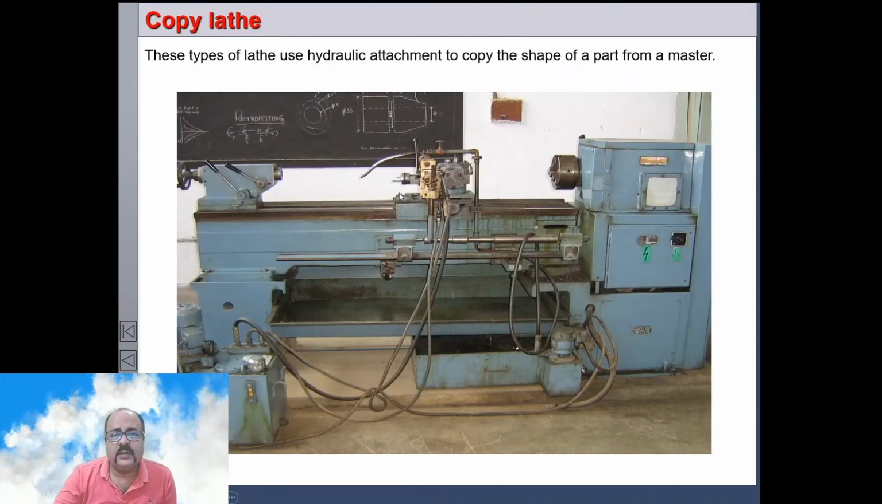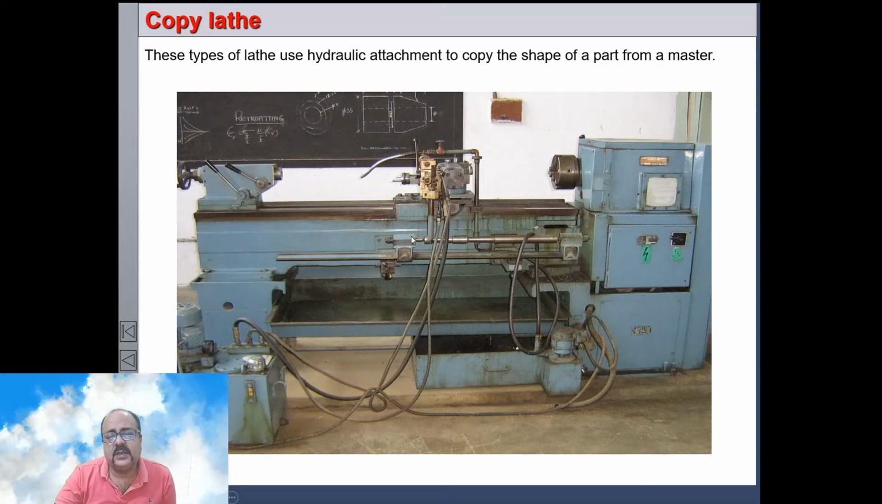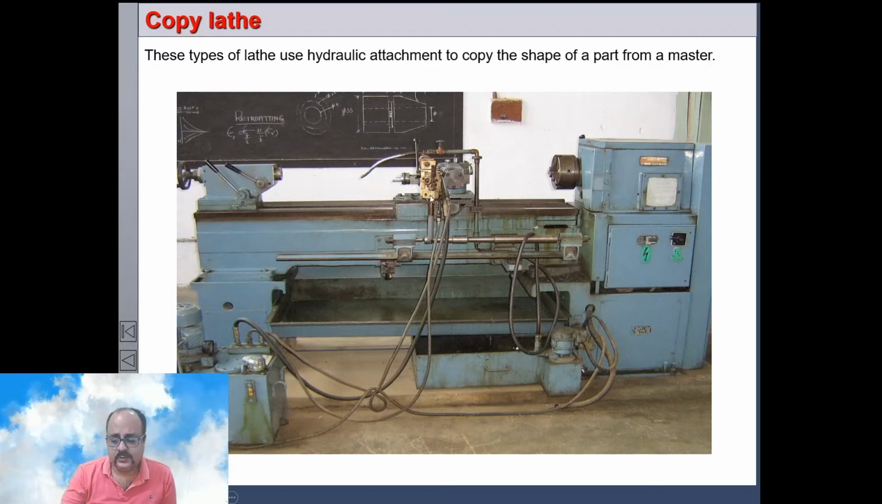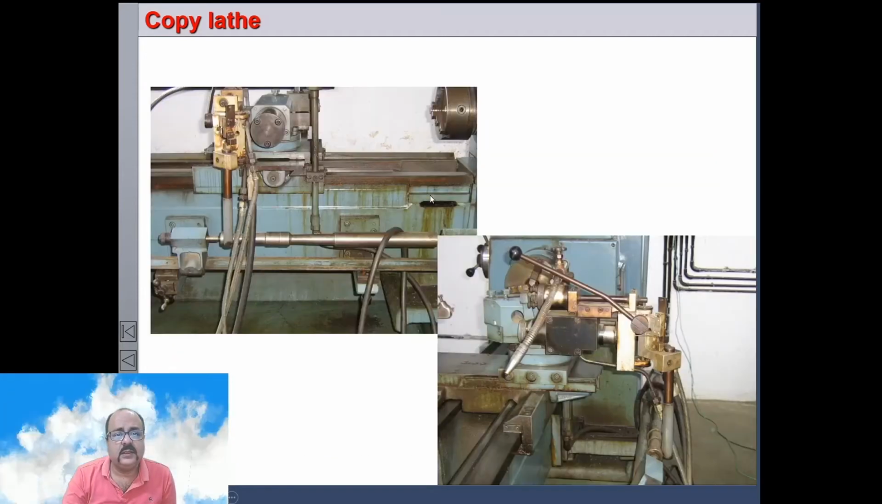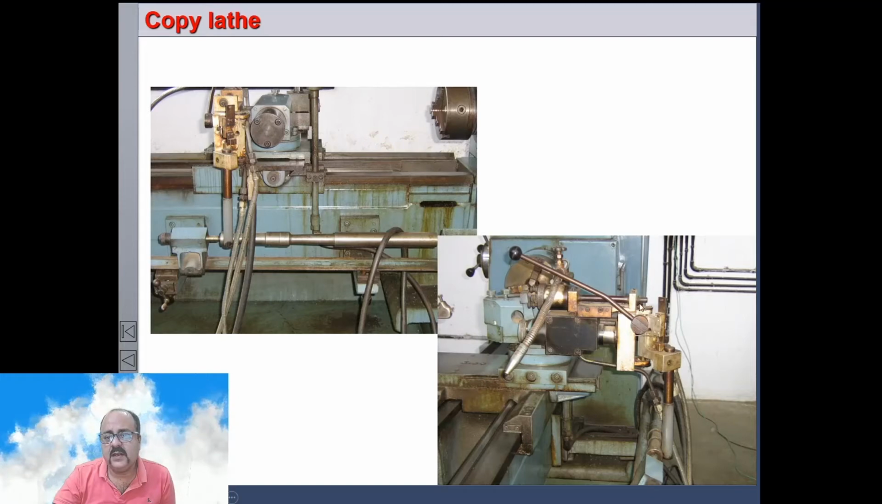This is a copy lathe. In this there is a template of a workpiece. A stylus follows the profile of this template, and this movement of the stylus is reproduced on the actual tool by a hydraulic mechanism. So this is called a copy lathe. You can see this is the workpiece and this is the stylus. The stylus moves over the template like this, and this is the hydraulic attachment.